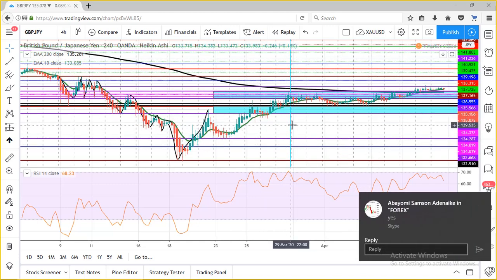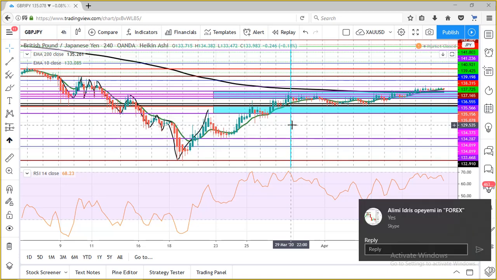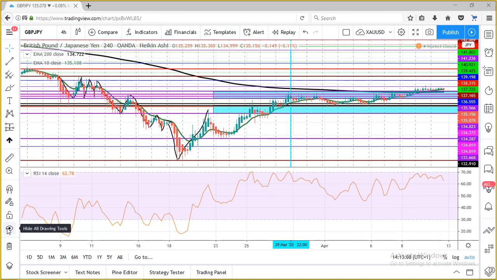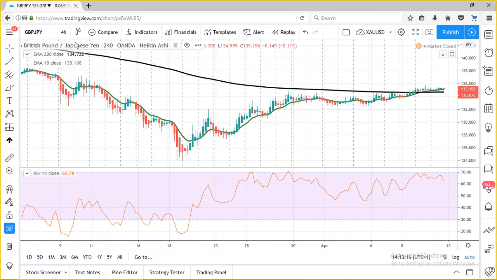I'm starting with pounds yen. I will be taking down my drawings for now so that we can do a proper analysis.